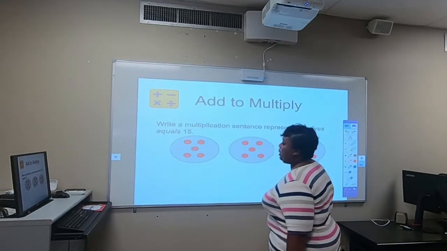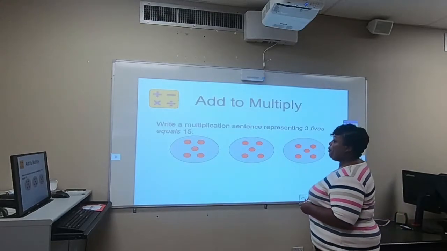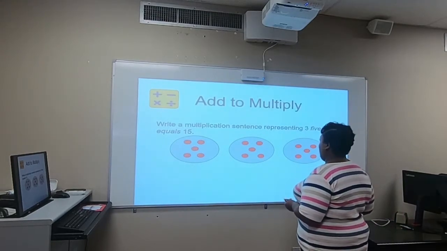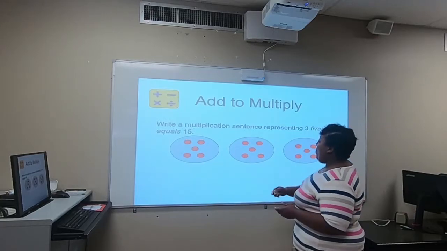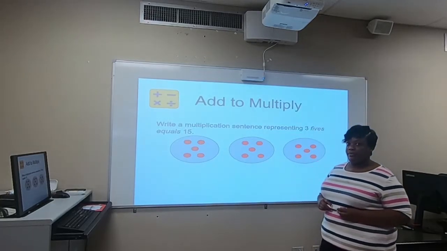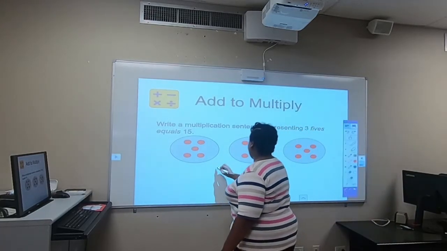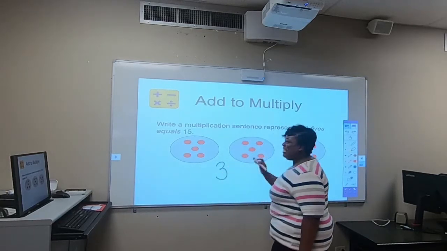Now, let's write a multiplication sentence representing 3 5s equals 15. So, how many groups do we have? We have 3 groups. What's the size of each group?